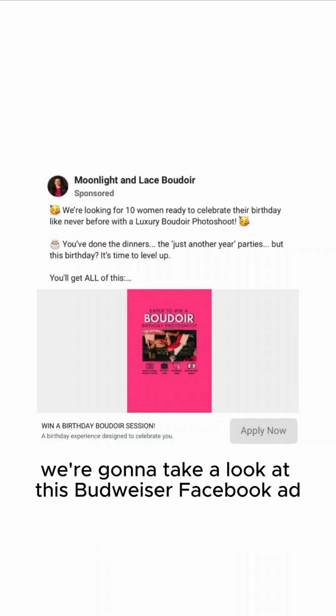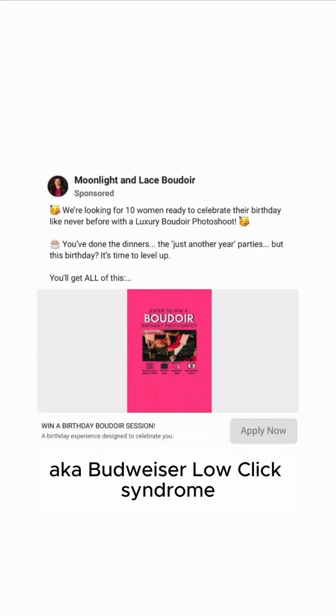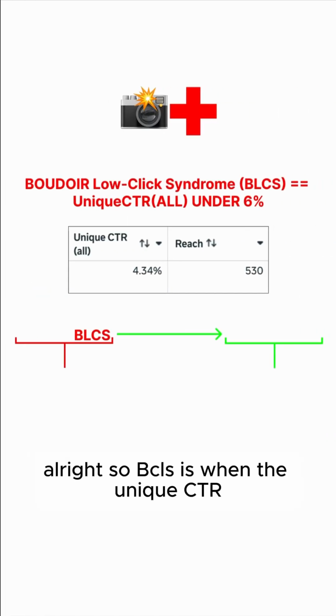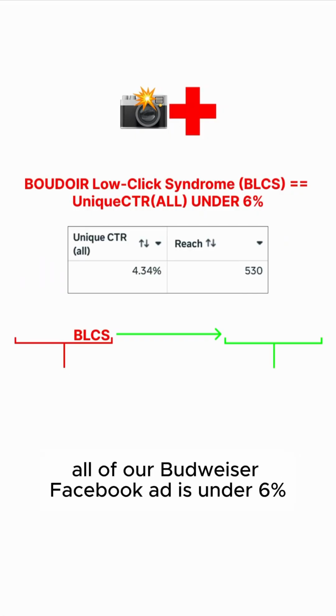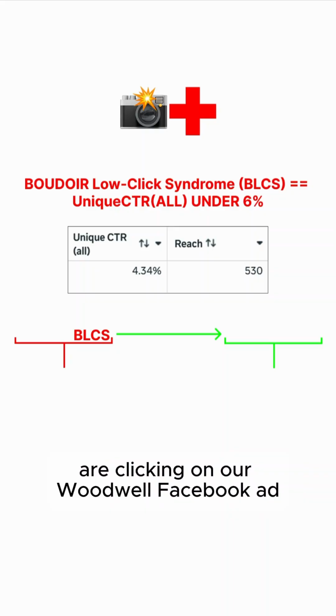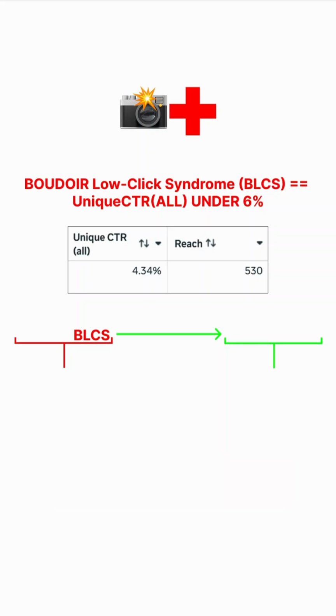All right, y'all, we're going to take a look at this Boudoir Facebook ad, see if we believe it has BLCS, aka Boudoir low click syndrome. BLCS is when the unique CTR all of our Boudoir Facebook ad is under 6%. And this means fewer than 6 out of 100 women are clicking on our Boudoir Facebook ad. And we care about that, clicking somewhere on it.